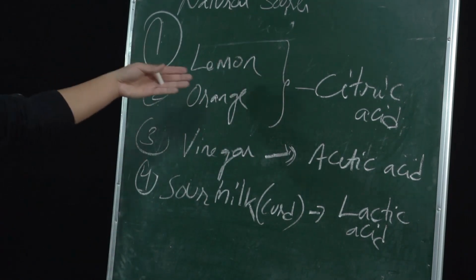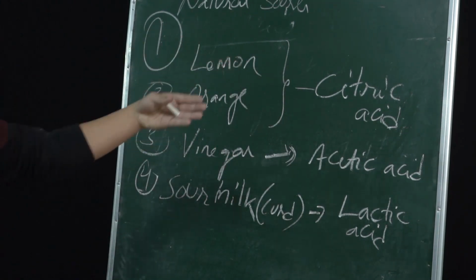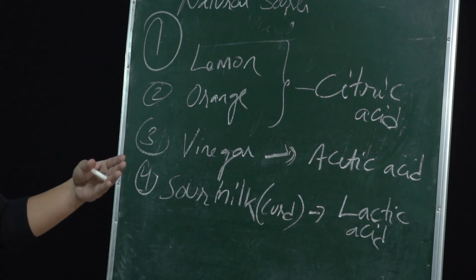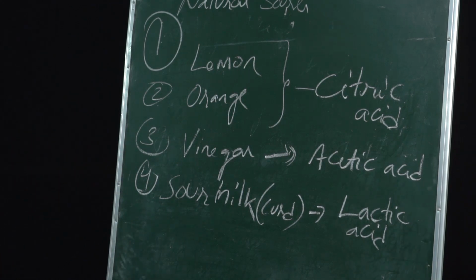Okay, from lemon and orange we have citric acid. From vinegar we have acetic acid. From sour milk, that is curd, we have lactic acid.